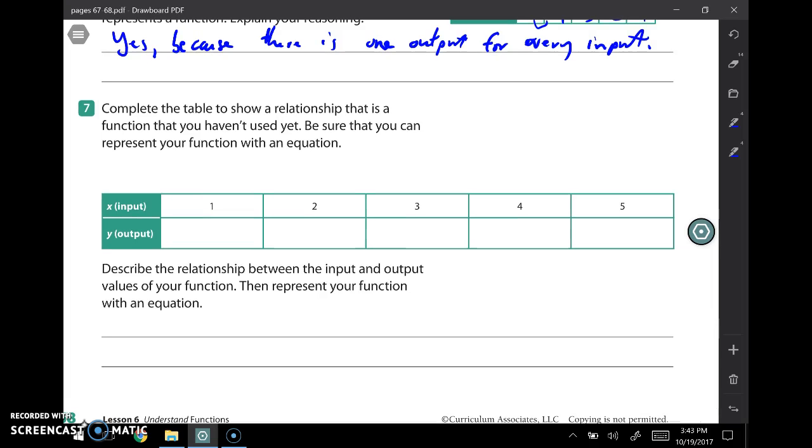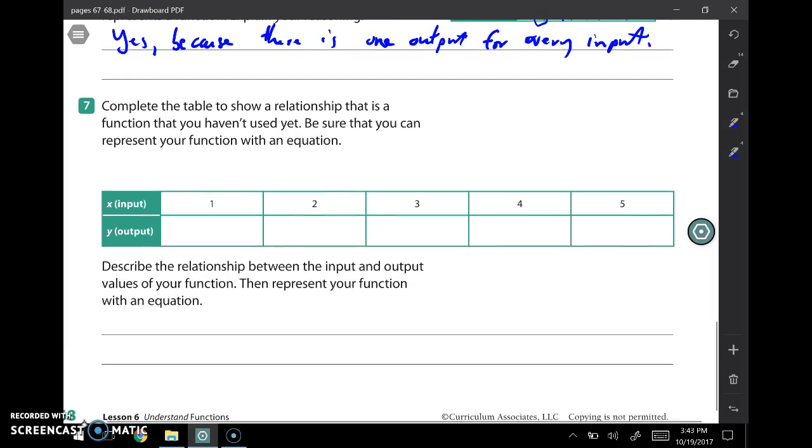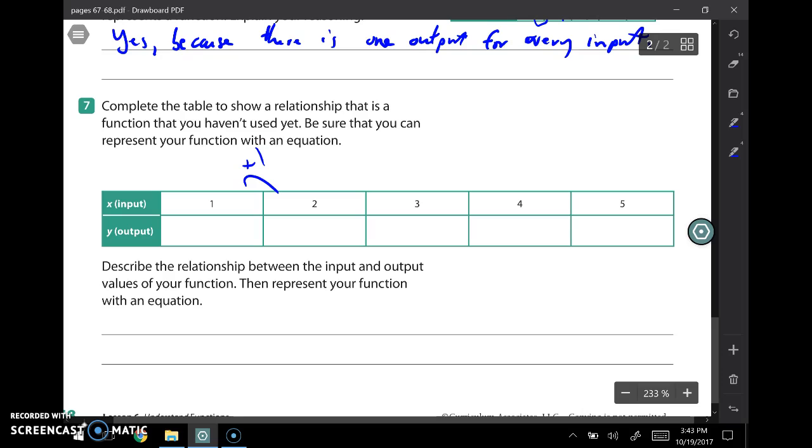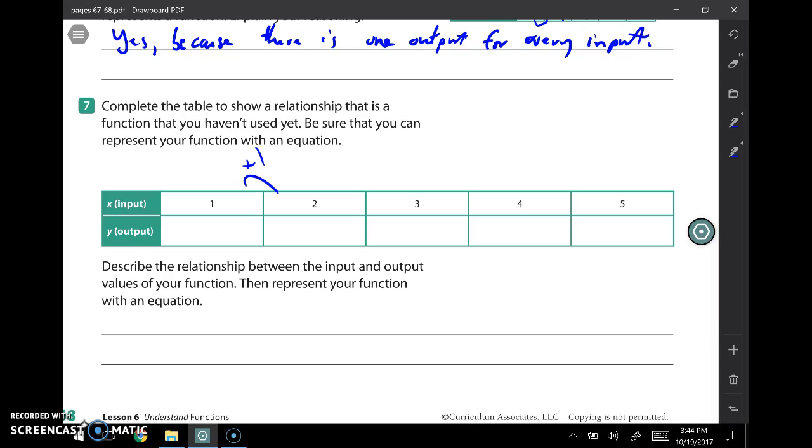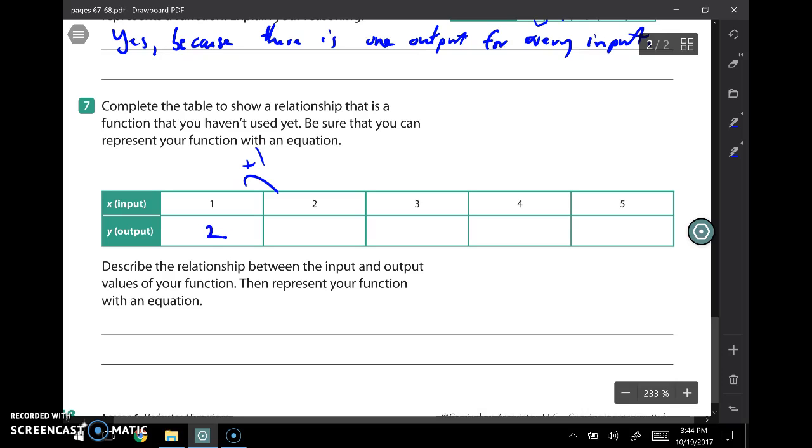Number 7: complete the table to show a relationship that is a function that you haven't used yet. Be sure you can represent your function with an equation. So this one, you're just making it up. You know that everything's increasing by 1, so you can start with, let's go with 2, and let's say add 5 each time. So 2 plus 5 is 7, 12, 17, 22. I am literally just making this up. And this is a function because my constant rate of change is the same.